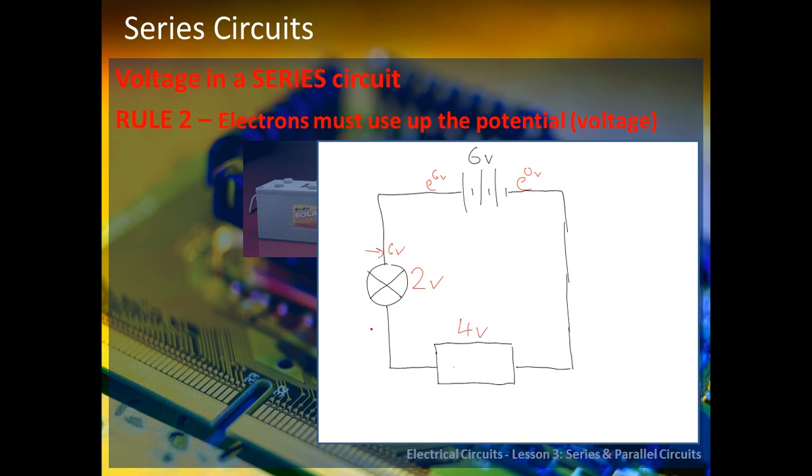So as the electron enters this point, it's at 6 volts. The lamp steals 2, so at this point, it's got 4 volts. So it goes around into the resistor with 4 volts. So by the time it leaves the resistor, that electron is then at 0 volts, which means it's got no potential left, so it can go back to the battery.